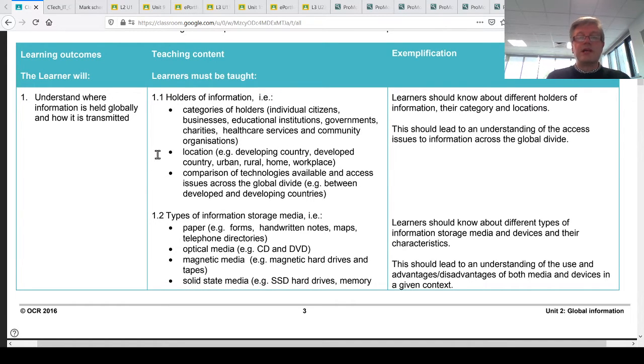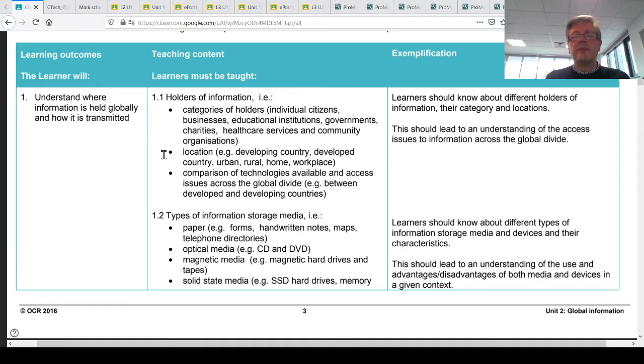Location's an issue as well. You may be asked questions on the fact that wherever the information is held, or the business is, or the educational institution or the healthcare service, depending on what country it's in, or whether it's in the country, or whether it's in the city, whether it's in a large town or a small town, whether you're accessing it from home or within the workplace, this is going to have some impact on how fast you can get this information, how secure this information might be, what you can and can't access.